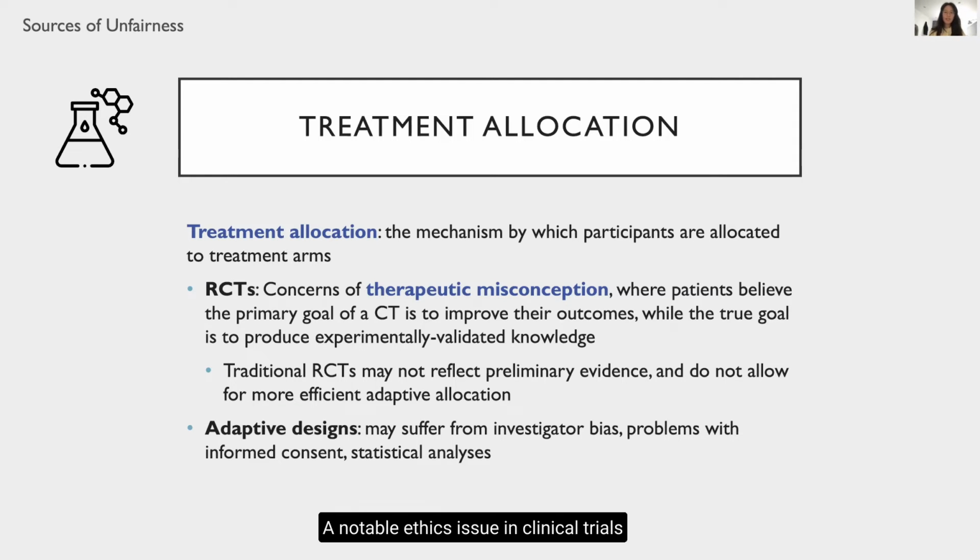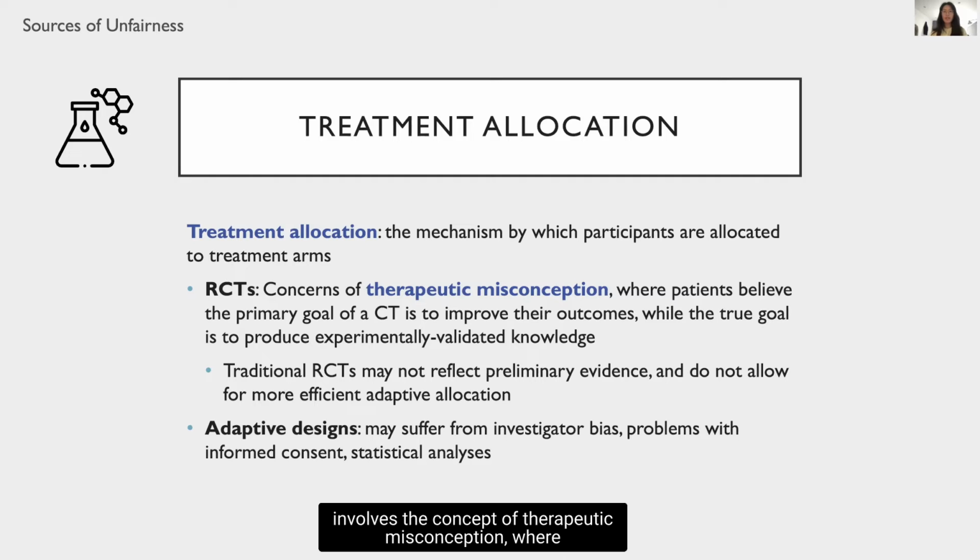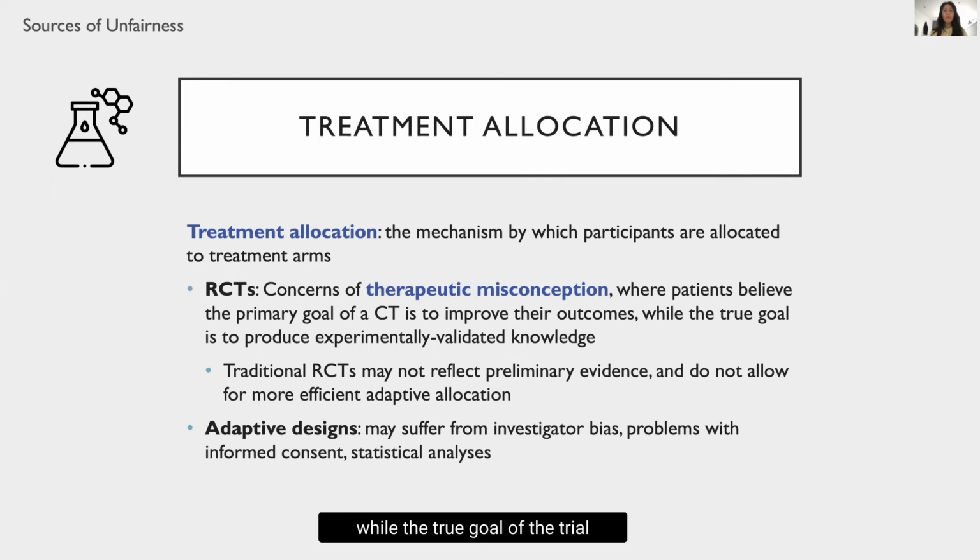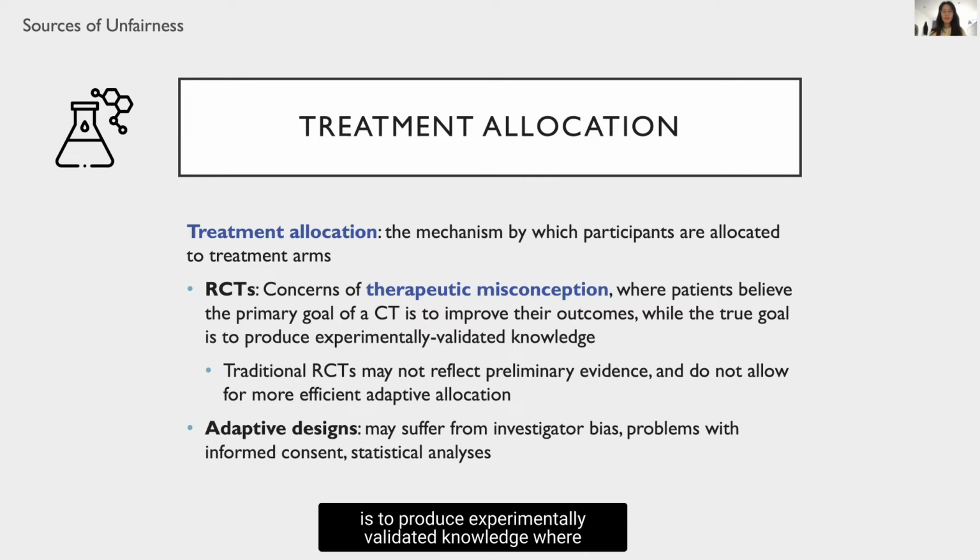A notable ethics issue in clinical trials involves the concept of therapeutic misconception, where individuals believe that the primary goal of a clinical trial is to improve their outcomes, while the true goal of a trial is to produce experimentally validated knowledge, where scientific validity is prioritized over patient outcomes.